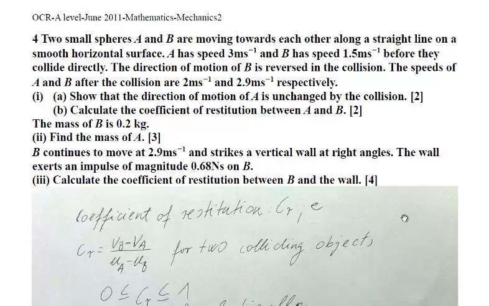The speeds of A and B after the collision are 2 meters per second and 2.9 meters per second respectively. Show that the direction of motion of A is unchanged by the collision.